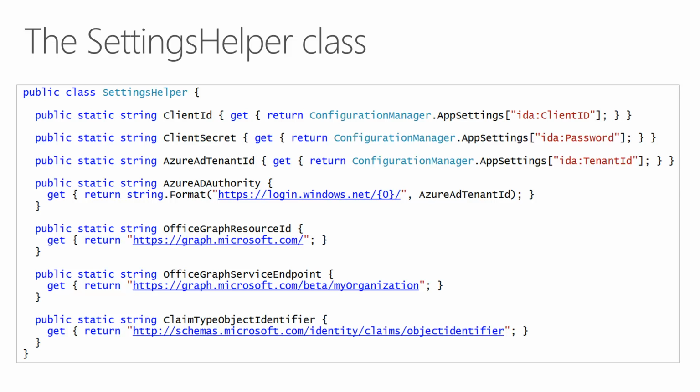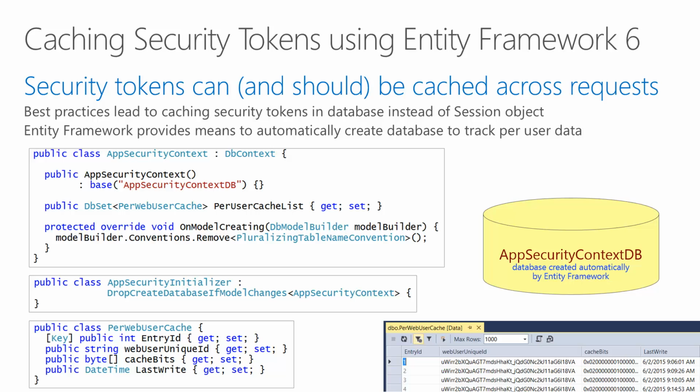Now we need the Office Graph Resource ID, which is the exact same from the previous demo. And we have the Office Graph Service Endpoint, which is graph.microsoft.com/beta/organization. And then one other thing for some code is we have a claim type identifier object. Okay, so we can use the settings helper class to pull things back.